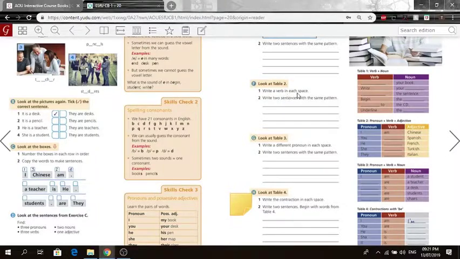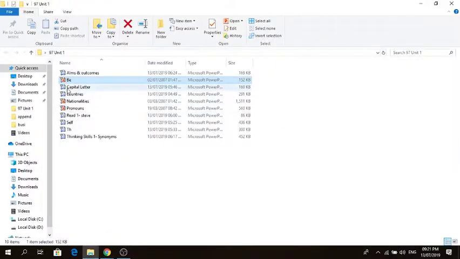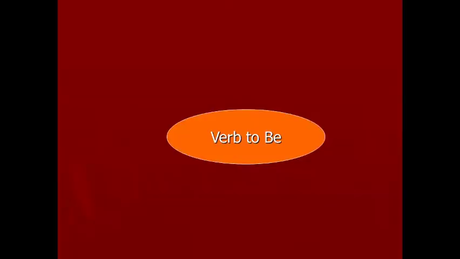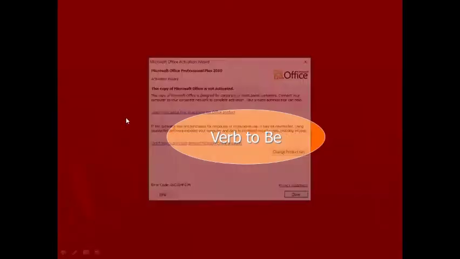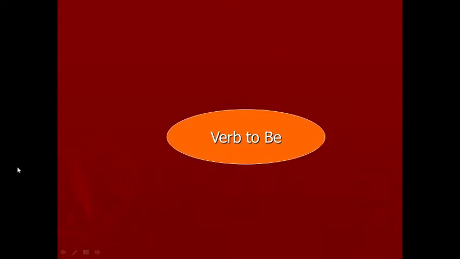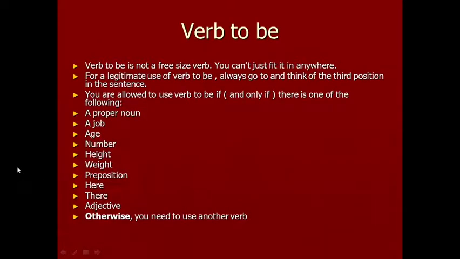Write a verb in each place. Okay, so table 2 is pronoun plus verb plus adjective, and he wants us to use verb to be. Okay, this is going to be interesting because I have something that you guys will enjoy. I told you guys I'd go more into detail, and this is where we're gonna do it. So verb to be. Oops, here we go. Okay, so verb to be.